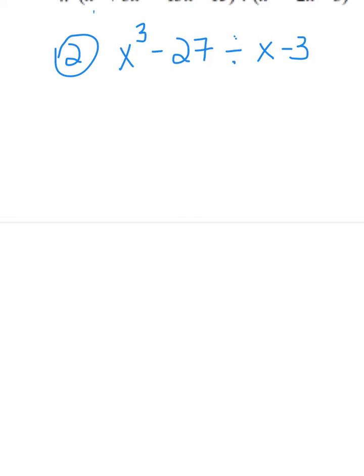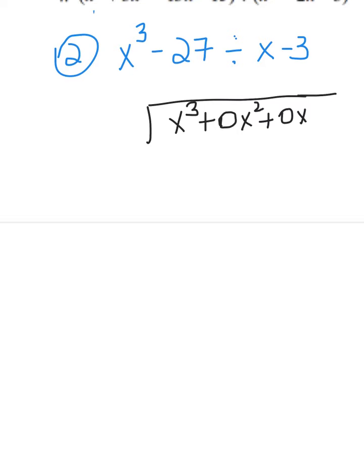So I'm going to set this up. I'm going to put my x cubed, except if you'll notice that there's no x squared term and there's no x term. When this happens, you have to put in what we call placeholders. So you have to put in something in there to hold that place. So we're going to put a 0x squared in there. We're also going to put a 0x. And then we're going to put in our minus 27.